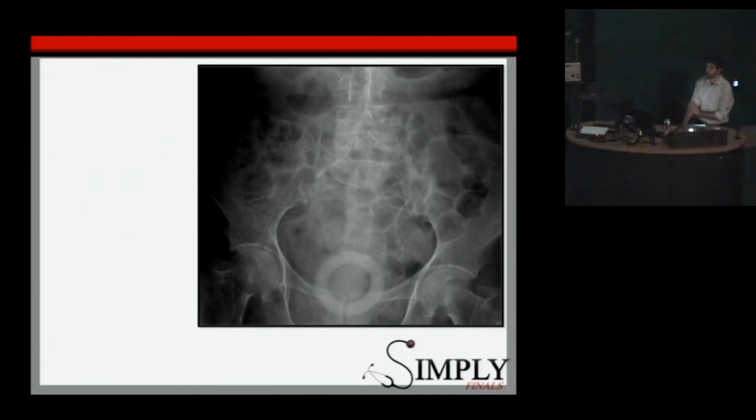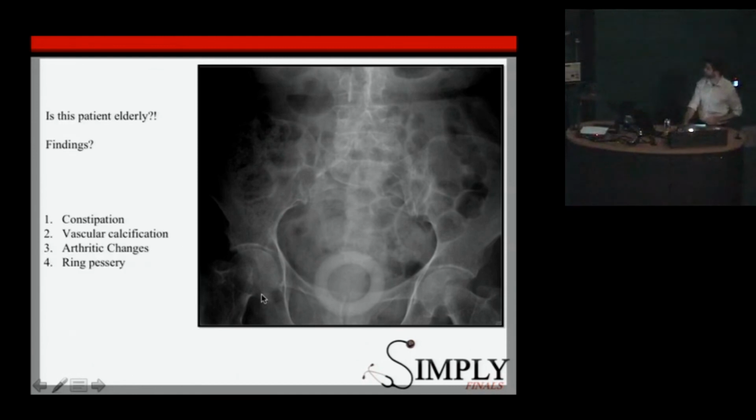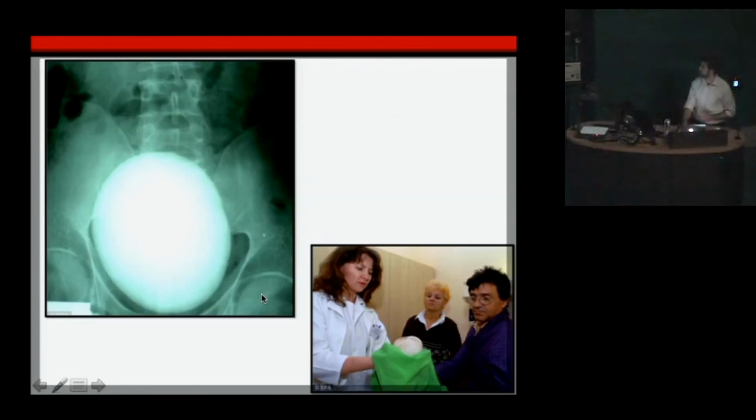Quickly, how do you know this patient's old? Pessary, here. Anything else? Constipated, all old people are constipated. Next. Osteoarthritis, and there's some calcification. What's that? That's an egg. That is the world's largest kidney stone.